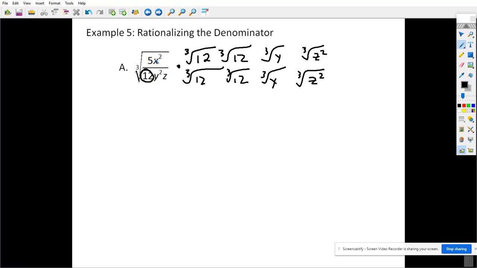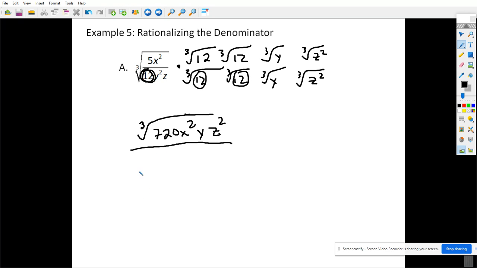So we're going to multiply the top. I've got 5 times 12 times 12. The top can look ugly, and it will. Okay, so on the top, I've got the cube root of 720, x squared. I'm allowed to have an x squared underneath, a y, and a z squared. On the bottom now, the whole reason that I multiplied by 12 by 12 by 12 is so that I can get a perfect cube. So it just eliminates the cube root on the bottom and gives me whatever I multiplied by 3 times.